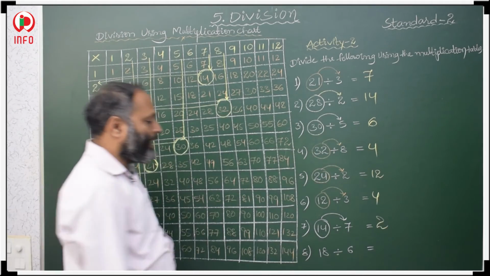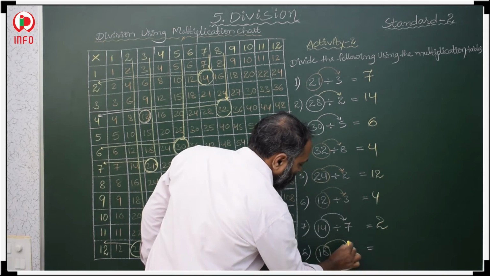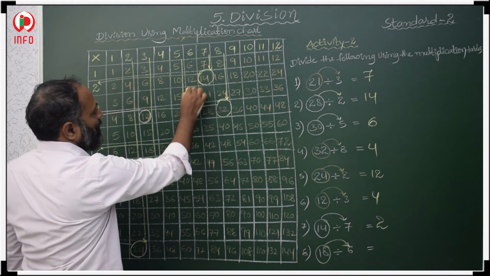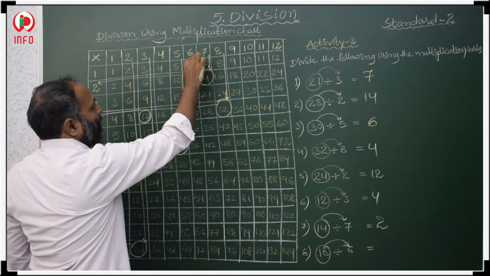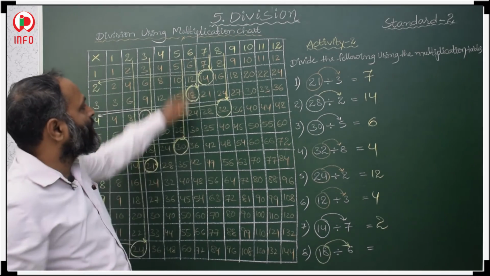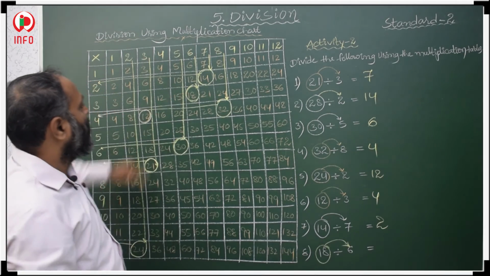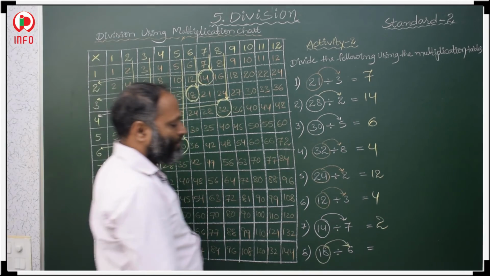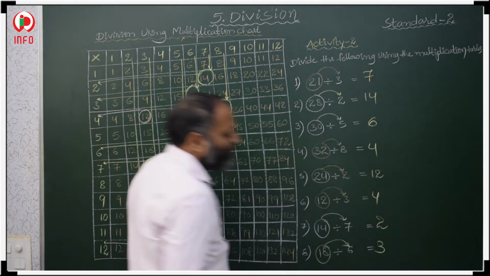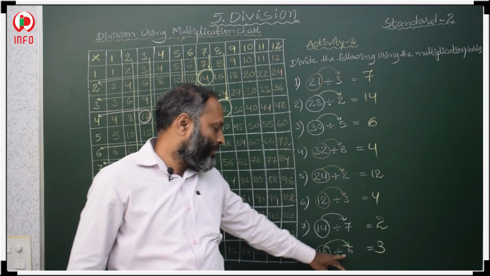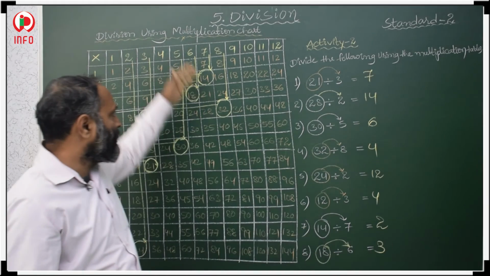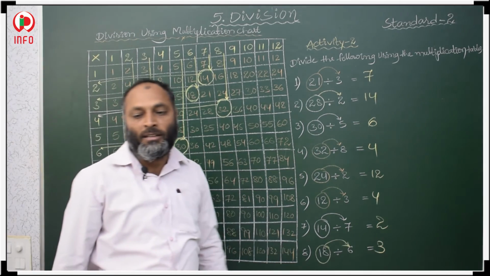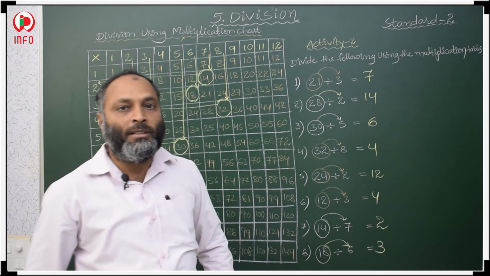After that, 18 in the 6 table we have to see. This is the 6 table, 18 we have to see. Here we have 18. In the 6 table, where is 18? In horizontal, it is at 3. So we have to write 3 here. We see vertically the table where 18 comes, and horizontally where it is, and that is the answer. Okay, students.